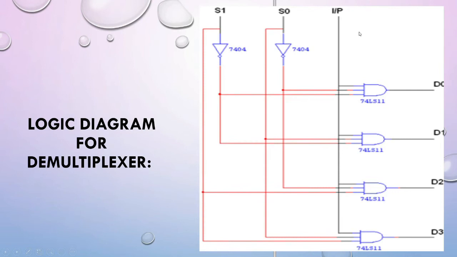Vice versa of the multiplexer. So there will be 4 outputs from a single input. Same as before, three inputs will be taken for each AND gate and will be received from 2 selection lines and 1 input.